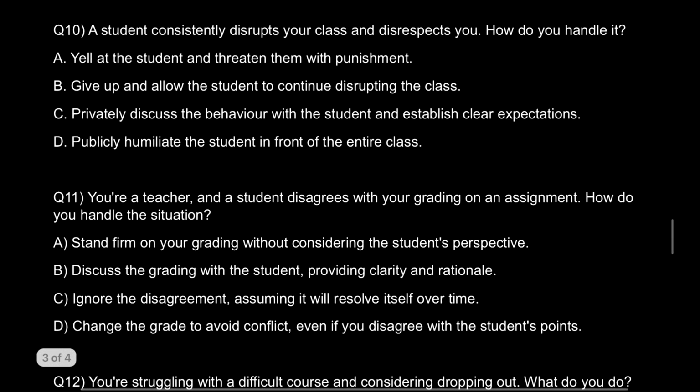Number 10. A student consistently disrupts your class and disrespects you. So you are being the teacher here. What will you do? You will yell. वैसे हमें तो बहुत डांट पड़ती थी. So sorry guys, not well. Okay, हमें तो बहुत डांट पड़ती थी भाई, but emotionally intelligent teacher ऐसा नहीं करेगा.